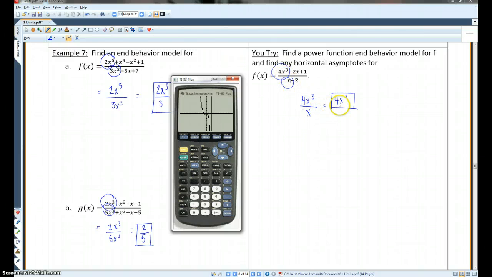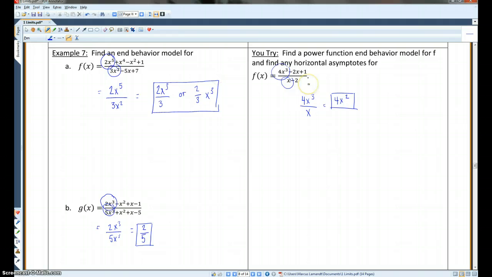4x cubed over x simplifies to 4x squared. This is the graph of the function. As you can see, there are no horizontal asymptotes. Okay, so I'll write that here. Alright, let's go on to the next example.